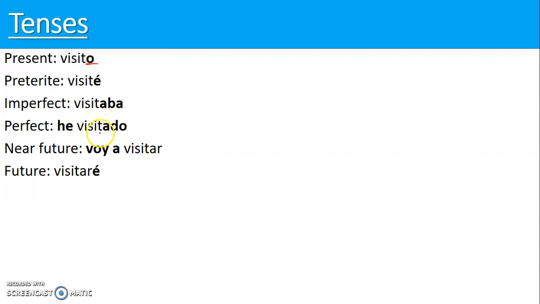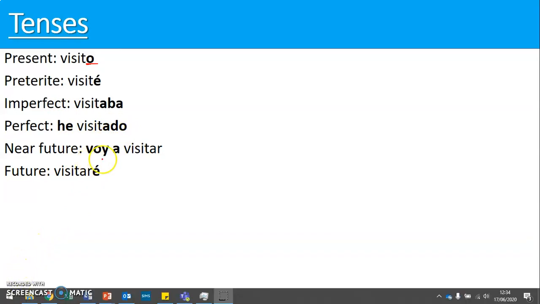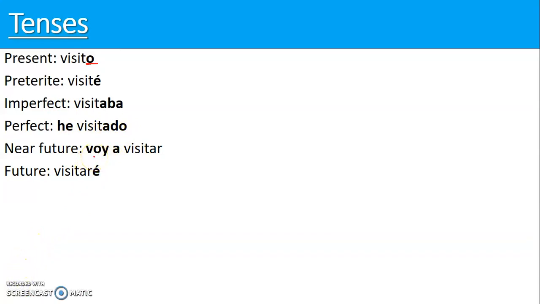He visitado is a more complicated one we learnt fairly recently, meaning I have visited. The he part means I have, and then you take off the AR ending of the infinitive and add on ado if it's an AR verb. This is the really easy near future tense, I'm going to, voy a with the whole infinitive. And then the more recent tense we learnt, visitaré, where you leave the whole infinitive, add on an E with an accent, and it becomes I will visit.